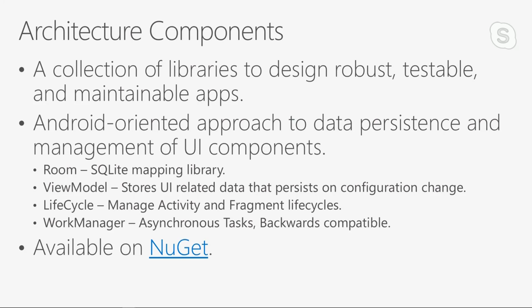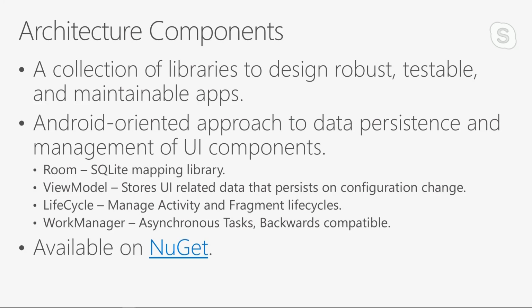So they added a few different types of libraries here. One popular one is known as Room, which is a SQLite mapping library. And there are a lot of ways that you can do a SQLite ORM, or Object Relational Mapper. But Room does a pretty good job and it's very performant.